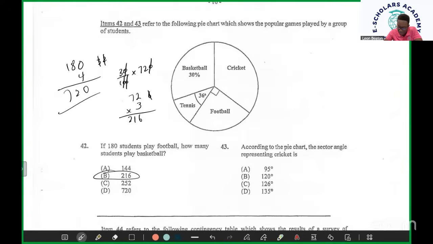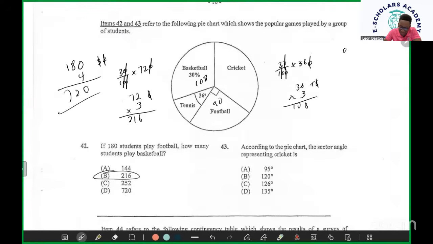According to the pie chart, the sector angle representing cricket. So we know this is 90, this is 36. 30% of 360. This 0 goes there, this 0 goes there. 3 times 36. 3 times 6 is 18, 3 times 3 is 9. So 108. This is 108.